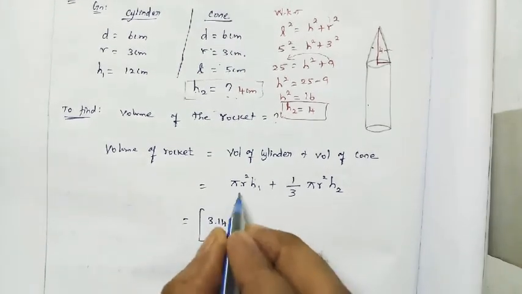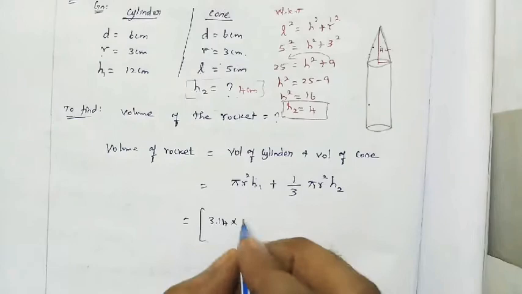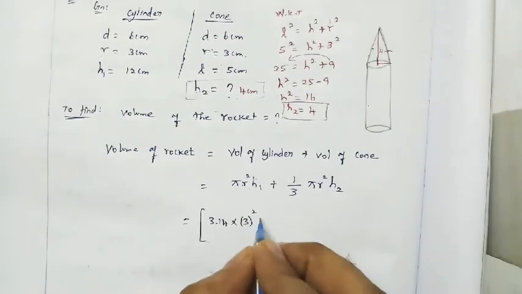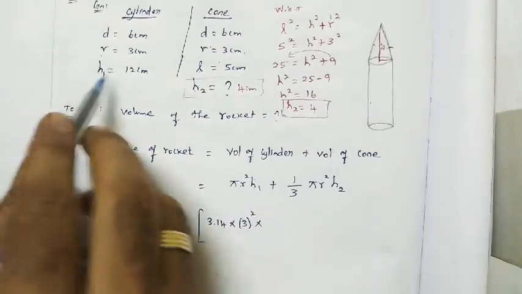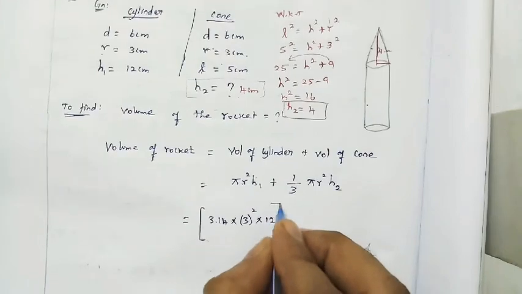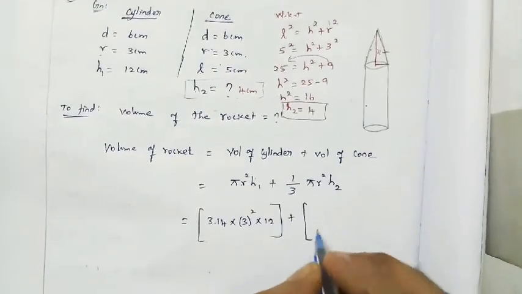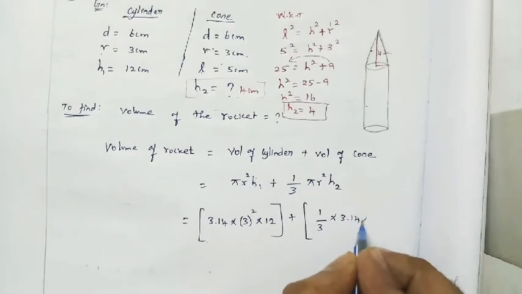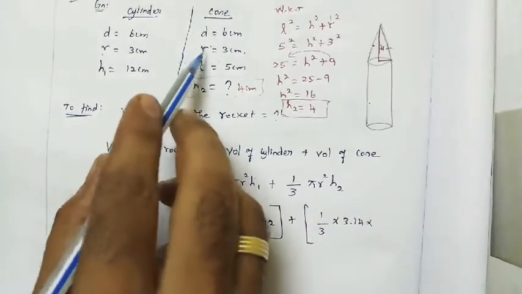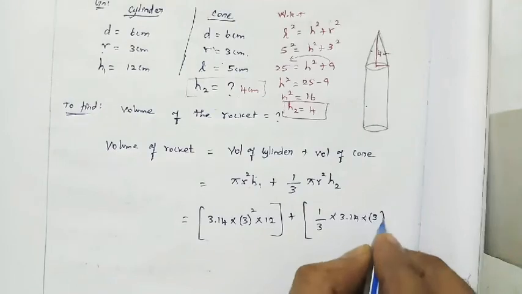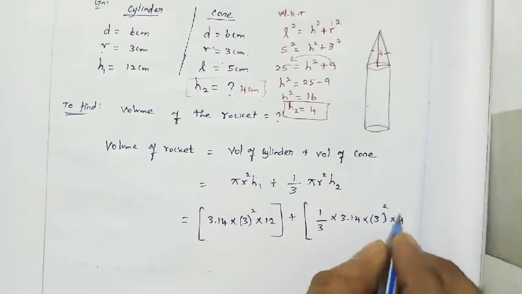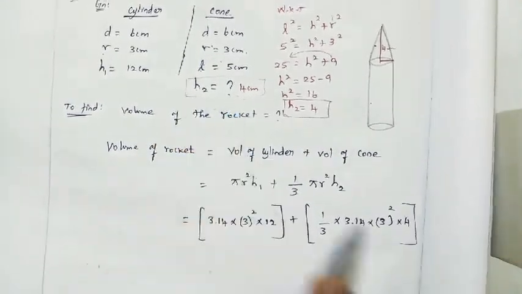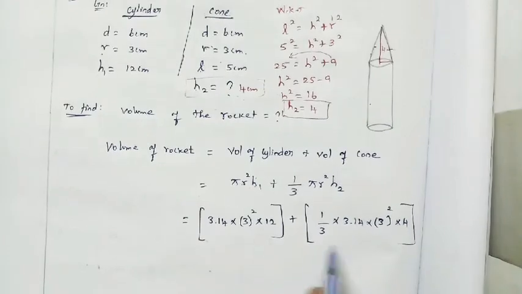3.14 into r square. What is r? R is 3. So 3 square into h1. H1 is equal to 12 centimeter, right? Close the bracket, plus open the bracket, 1 by 3 into 3.14 into r square. R is 3 centimeter, so 3 square into 4, right? h2 is nothing but 4 centimeter. Substituted. Now simplify. Is it possible to simplify?